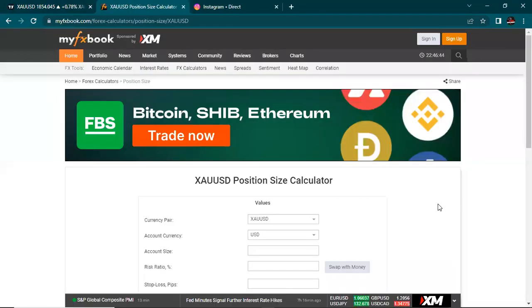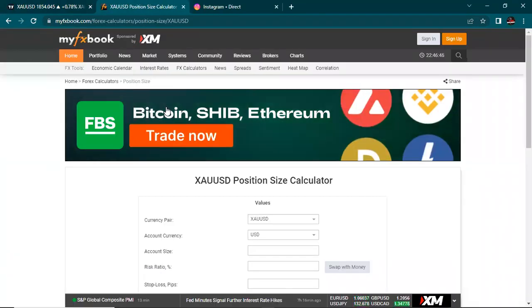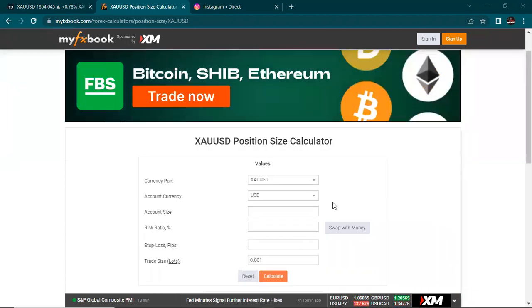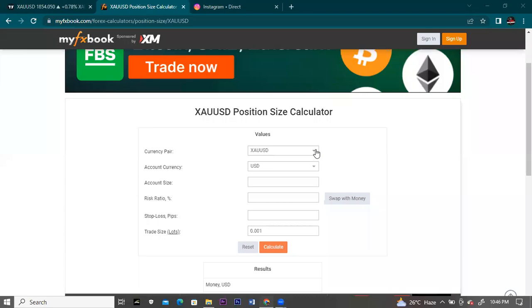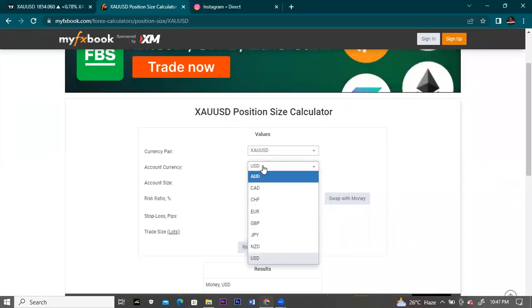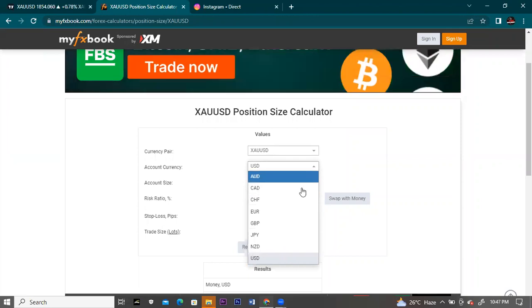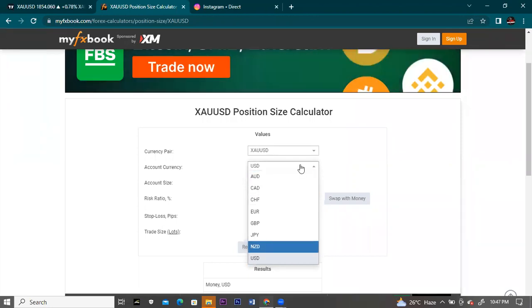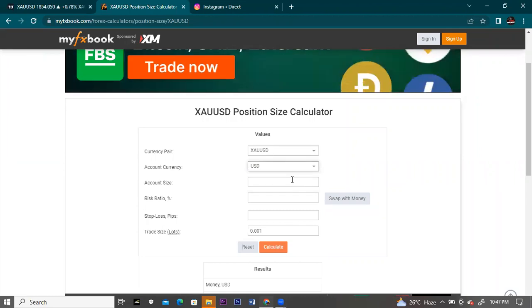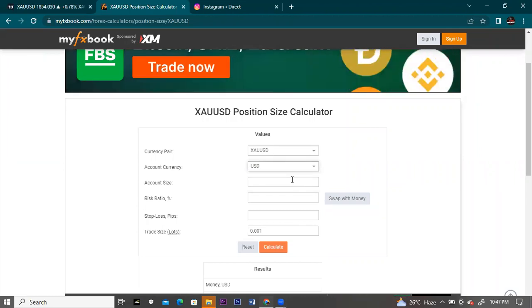This is the position size calculator we use on calculating gold, my FX book. We trade gold. If you look at this currency part, you see that there's no NGN, which is Naira. There's no Naira here, so you still keep it to USD. The thing you should do is know the equivalent of that particular amount in dollars.